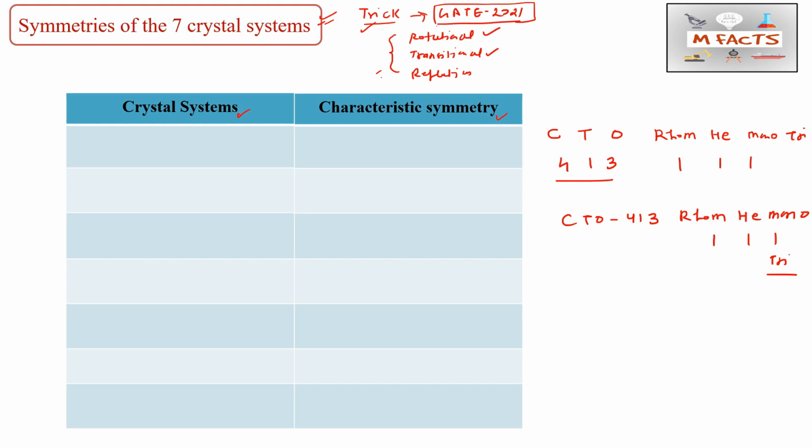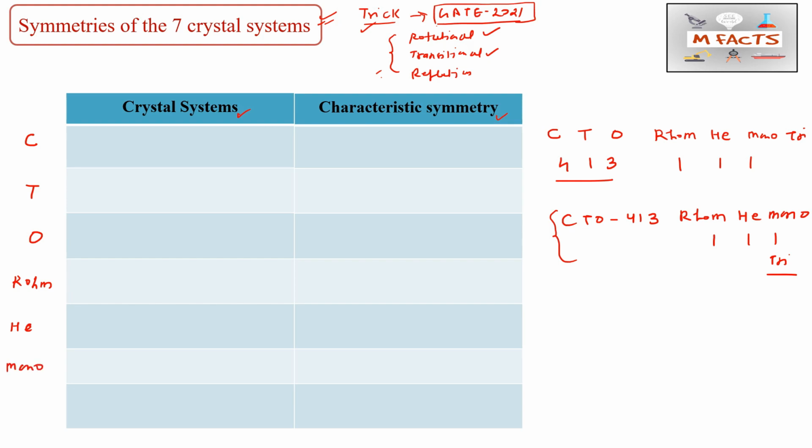So this is the concept for remembering the characteristic symmetry in the seven crystal systems. What is the CTO? CTO I have already defined in the previous video, so you should remember those things. If you did not watch that video, please go through it. It is very helpful for remembering the axes and angles, and you may also get the idea for finding lattice parameters.